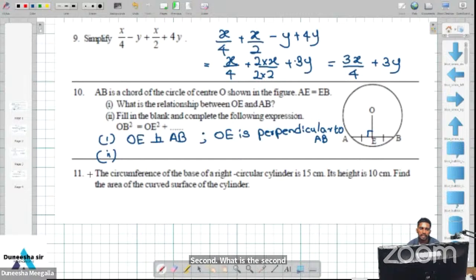Fill the blank and complete the following expression. If you got the answer for the Roman number 2, send it to me in the chat box. What is the answer?